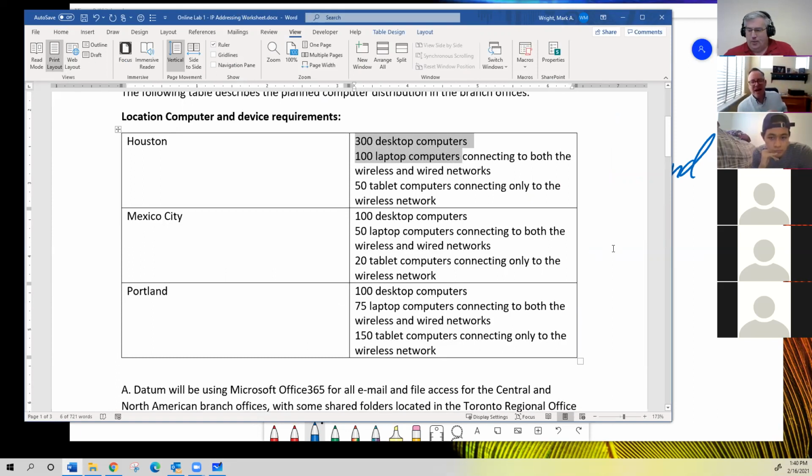You're not going to make it. You're going to have too few addresses, so you've got to go higher than that. Okay, all right. Good job.